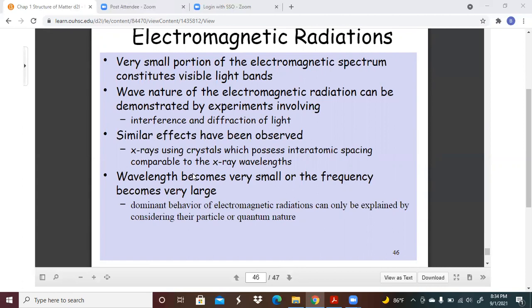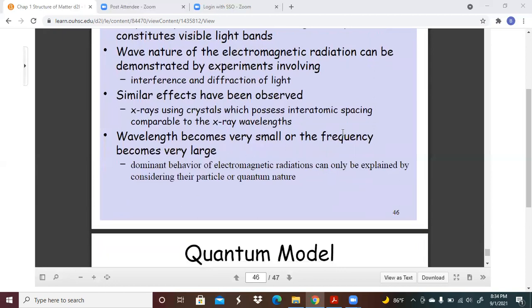The wave nature of electromagnetic radiation can be demonstrated by experiments involving interference and diffraction of light. In other words, if you look at the slit experiments or double slit experiments, you can see interference patterns and diffraction, things of that sort. Similar effects have been observed with X-rays using crystals, which possess interatomic spacing comparable to X-ray wavelengths. When the wavelength becomes very small or the frequency becomes very large, the dominant behavior of electromagnetic radiations can only be explained by considering their particle or quantum nature.